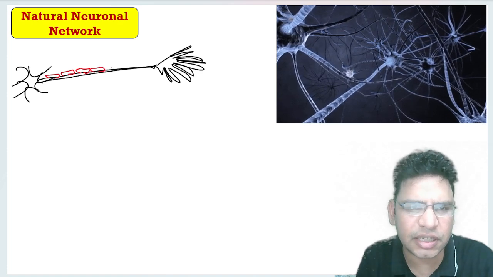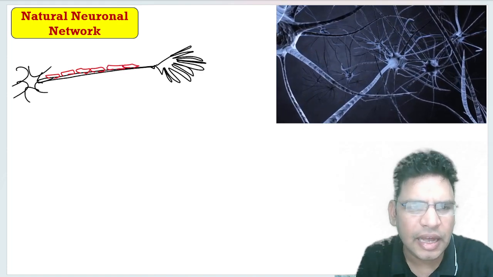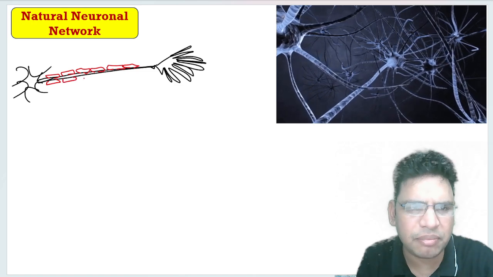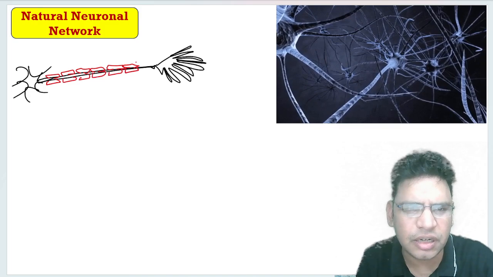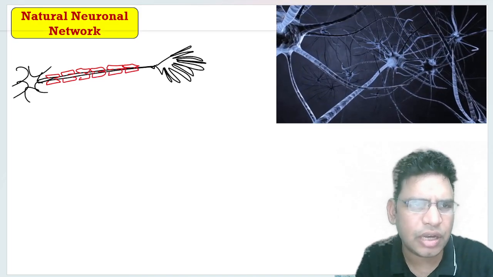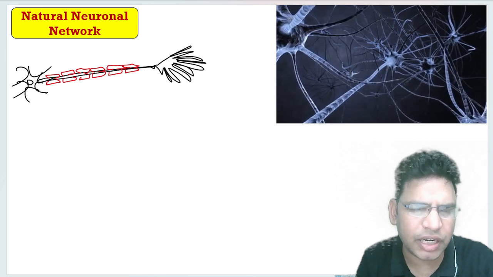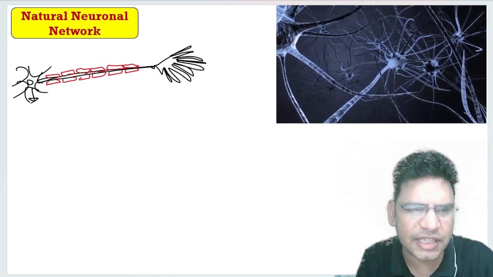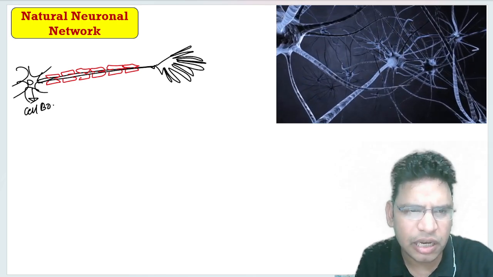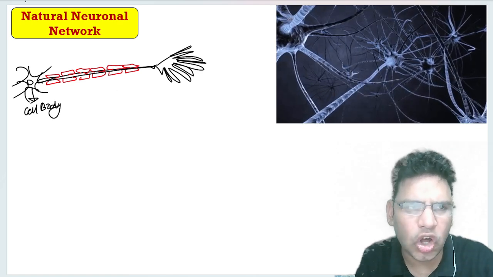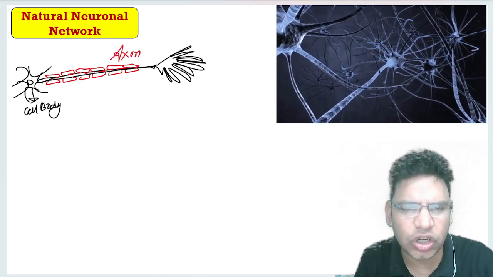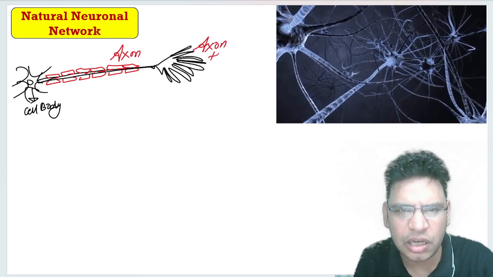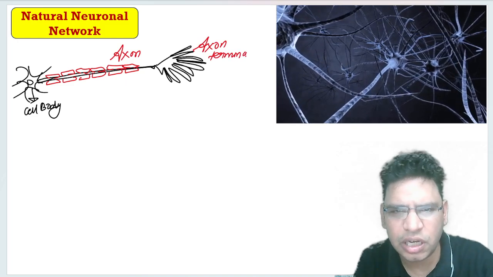This is the basic structure. This is called the myelin sheath. In between the myelin sheath, the unmyelinated area is called the nodes of Ranvier, right? So basic structure. Everybody must have done it in class 10th NCERT. Basically this is the cell body of the neuron. This long process is called the axon. This is the axon terminal, right?